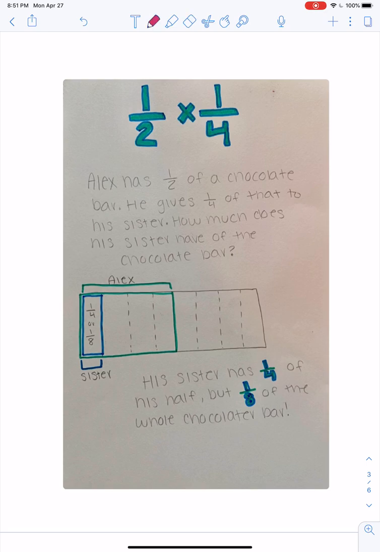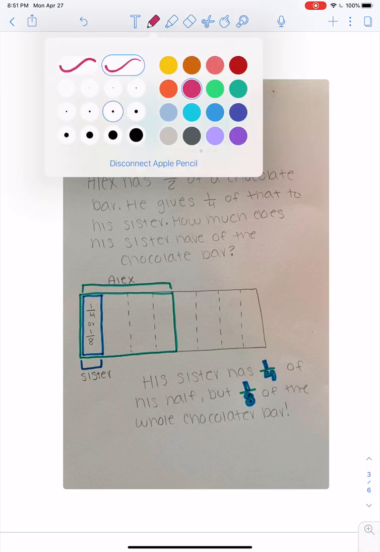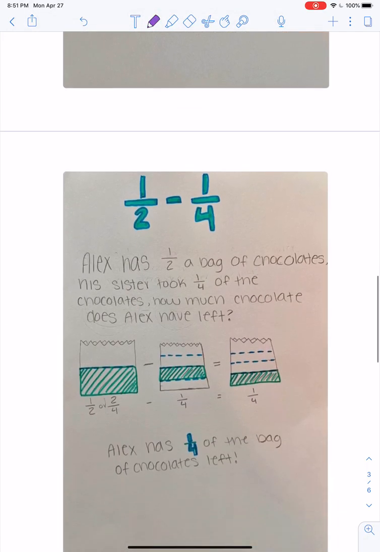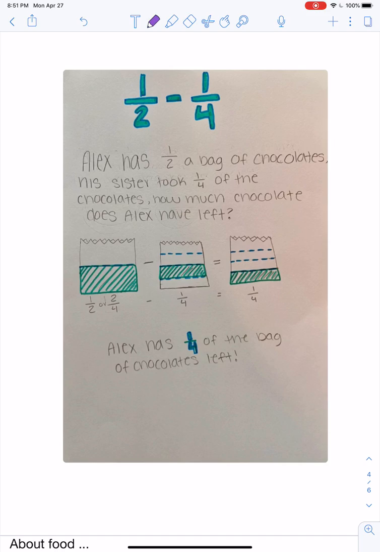Wonderful. Alex has 1/2 of a chocolate bar. He gives 1/4 of that to his sister. And you have Alex and the sister marked, so it's quite lovely. And so similarly here, this visual representation shows 1/2 minus 1/4. Probably does a better job than what I did, even because it's showing the 1/2 originally and the importance of partitioning into fourths. But I picked it because here we can read Alex has 1/2 of a bag of chocolates. His sister took 1/4 of the chocolates. How much of the chocolate does Alex have left?